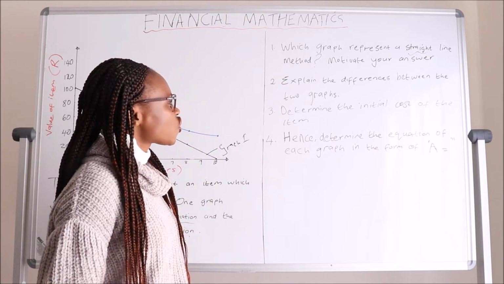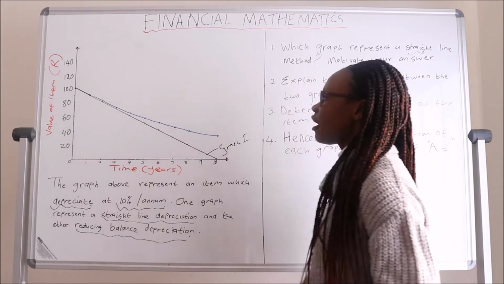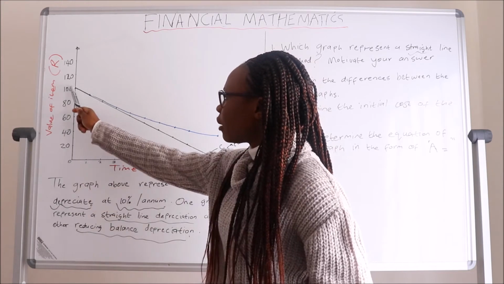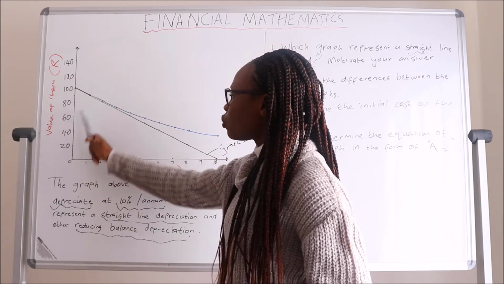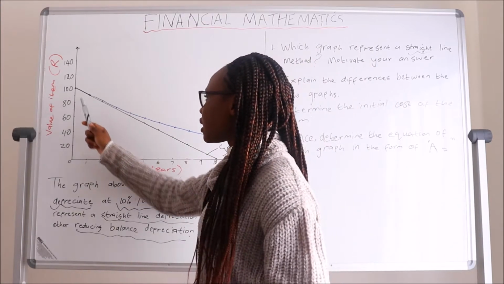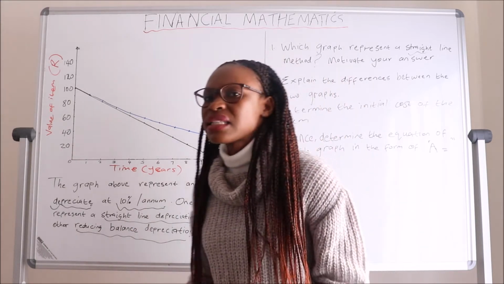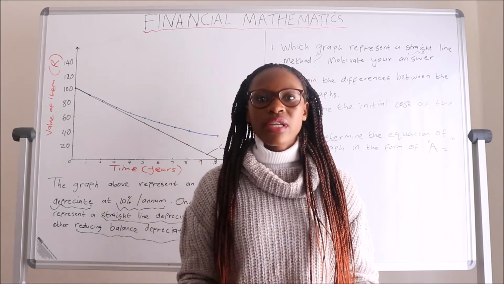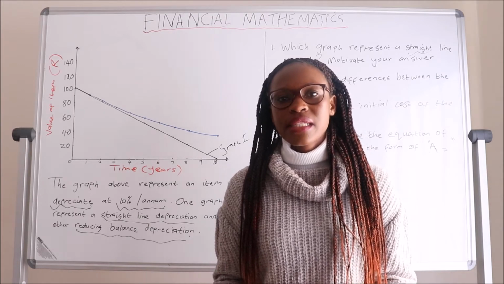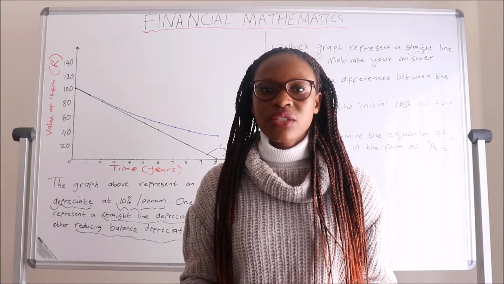Then the second question says, explain the difference between the two graphs. As you can see, from the value of 100 going to the first year after purchasing the goods, the graph was the same for both graph 1 and graph 2, that is, for both the straight line method and the reducing balance. That's because for the first year, both the reducing balance and the simple decay are calculated on the first purchase which was made.